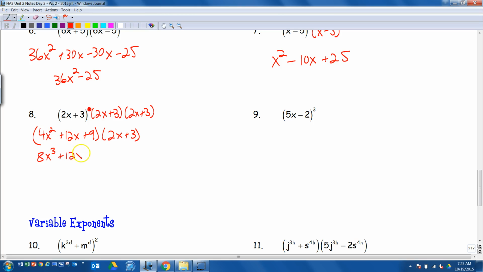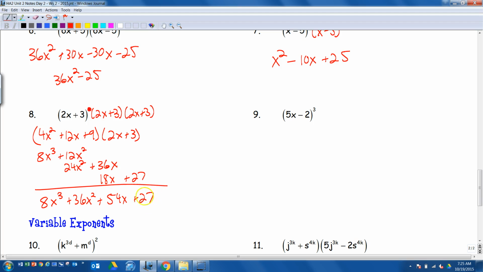plus 12x squared. And then down the next line I have a 24x squared. And then plus 12 times 3 is 36x. And then finally we have 9 times 2 is 18x. And 9 times 3 is 27. So the final answer is 8x cubed, 36x squared, 54x plus 27.